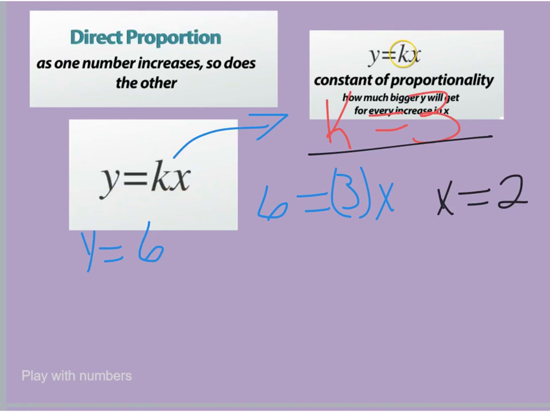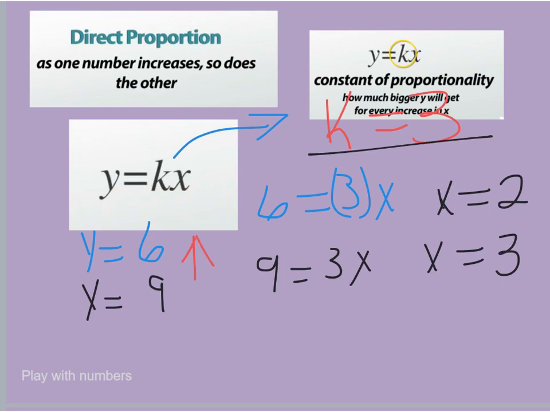I'm going to increase that. Let's make y 9. Now I'm going to put that into my formula. 9 is equal to kx. My constant is 3. There's x. What could x be? Oh, look at that. 3 times 3 is 9. So now what happened is when I took my y and I increased it, my x also increased. There's the direct proportion.